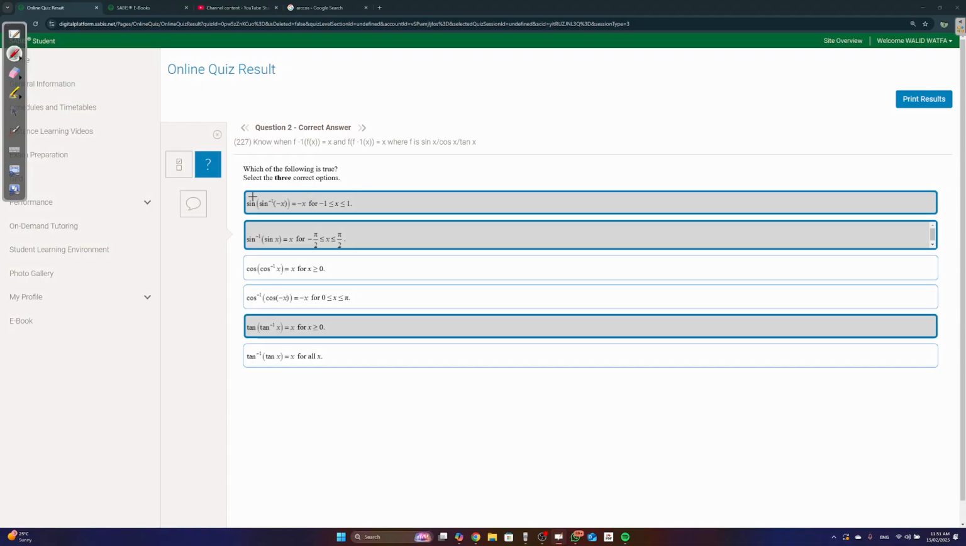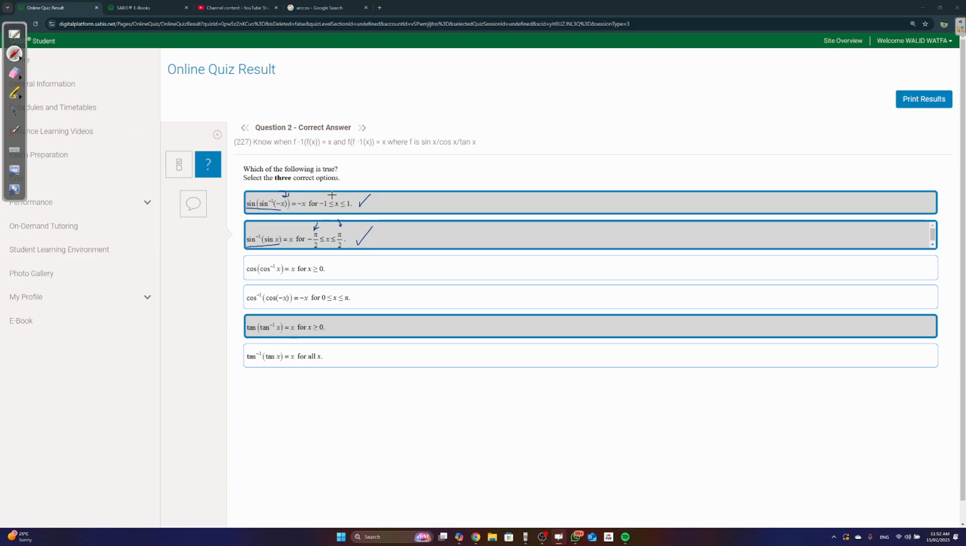Sine of sine inverse x is equal to x. So when can you cancel? Sine and sine inverse always cancel, but the rule has to be that your x fits the domain. It needs to fit the domain. What's the domain of sine inverse x? For sine inverse and cosine inverse, we said the domain is between minus 1 and 1, so this is correct. Sine inverse of sine x is equal to x for x between minus pi over 2 and pi over 2. This is correct.